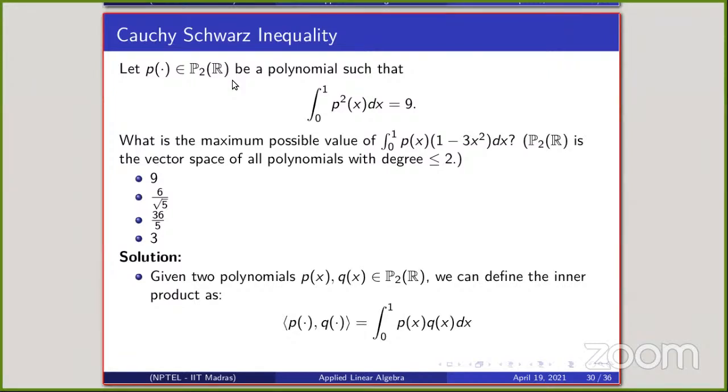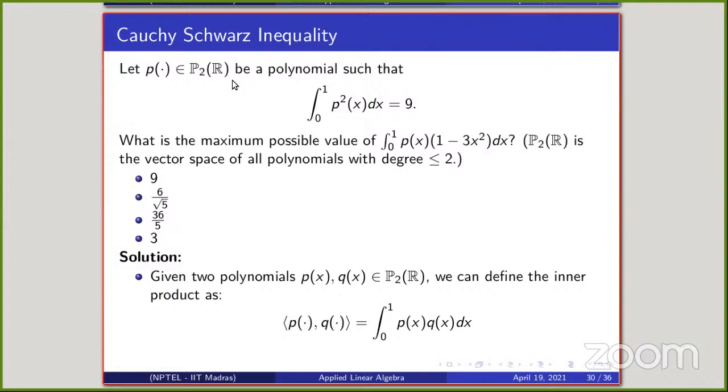We are told that p of x is a degree 2 polynomial, and it is such that the integral of p squared of x from 0 to 1 equals 9. And we are asked the maximum possible value of the integral of p of x times (1 minus 3x squared) over 0 to 1.